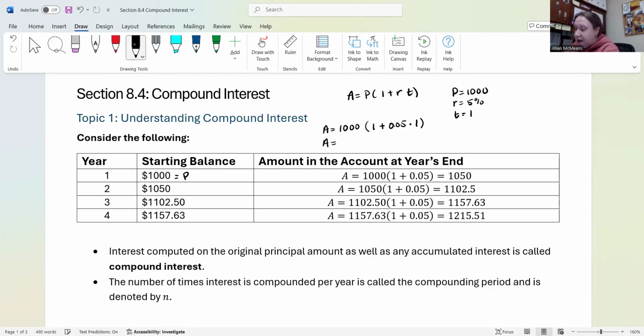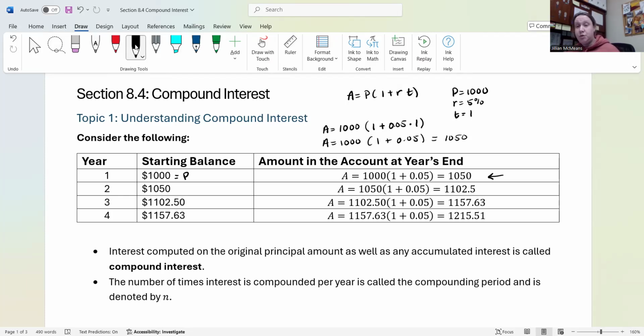So we get A equals 1,000 times 1 plus 0.05. If you type that into your calculator, you would get 1,050, and you can see that laid out right here. What that means is in 1 year, if you have $1,000 sitting in an account that's earning 5%, you're going to have $1,050 in that account at the end of the year. You've earned $50 in interest.